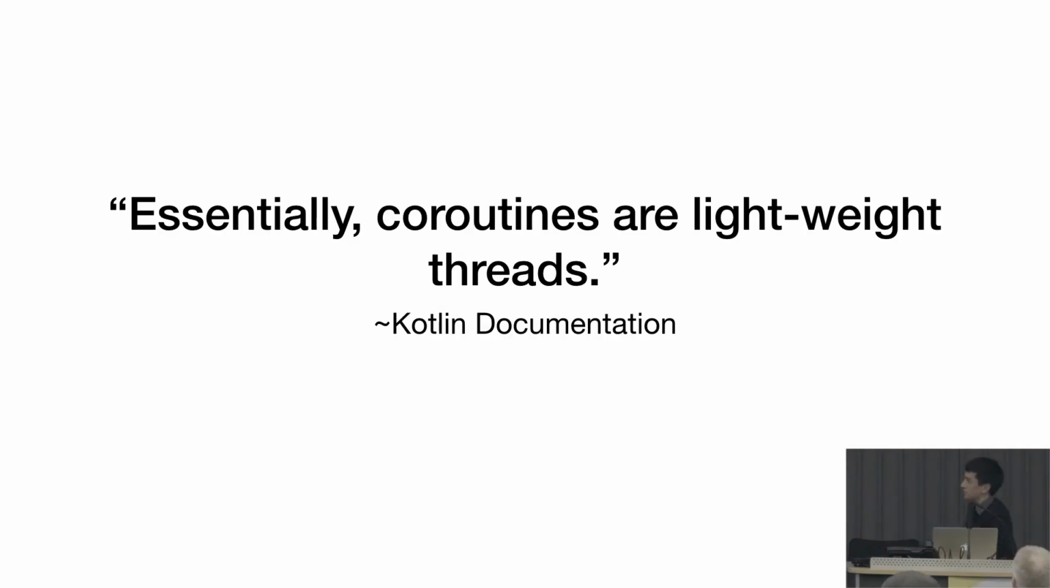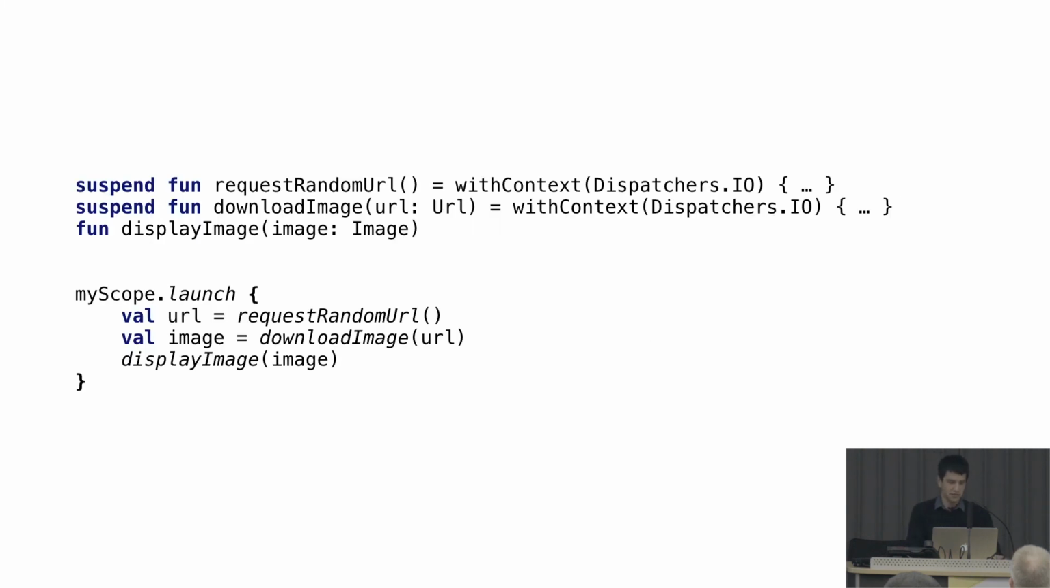So what does Kotlin say that coroutines are? They say essentially coroutines are lightweight threads. They've said this over and over again, which is great. That's what I want. I want an easier way to deal with threads.